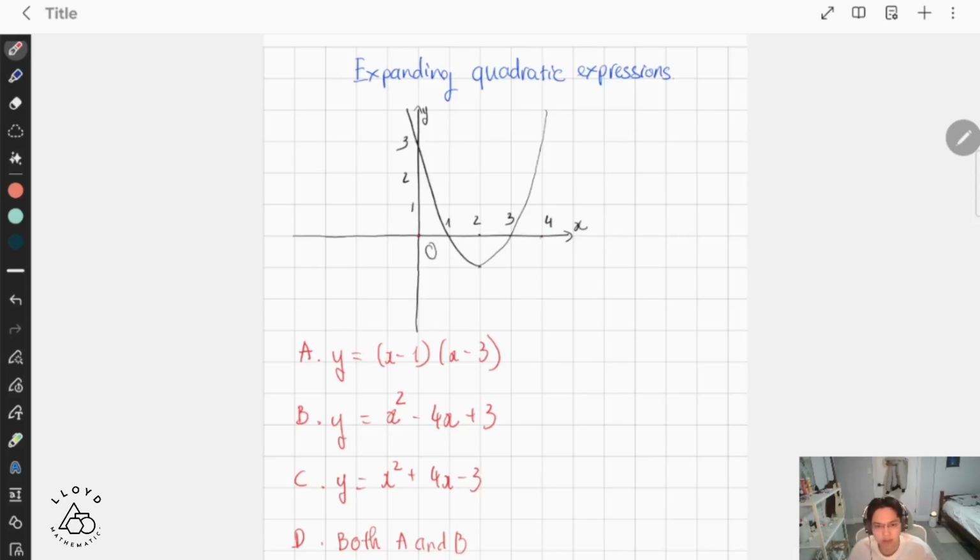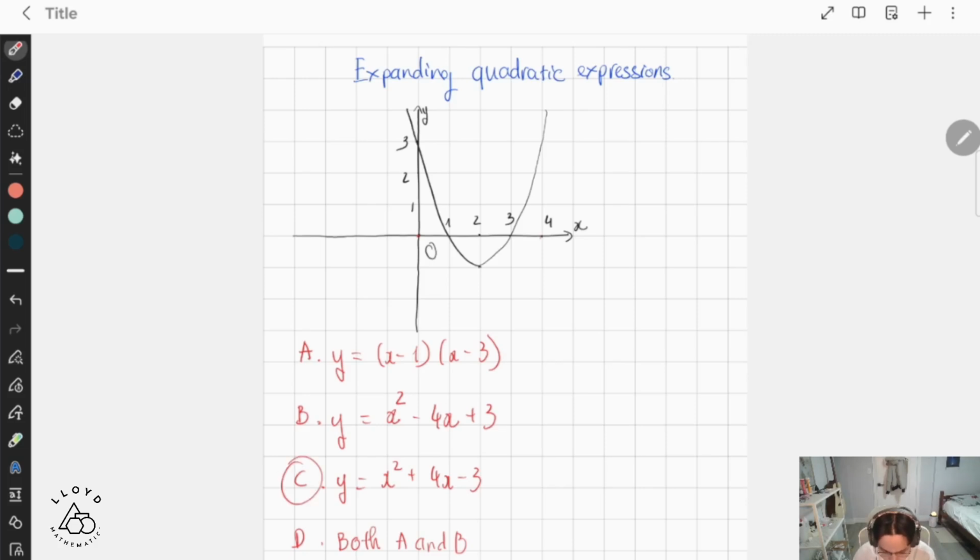It's been a while. So today we're gonna talk about how to expand quadratic expressions. Here I have a parabola graph, and the question is, which function or expression represents this graph? We have four options right here. So let's talk about option C.